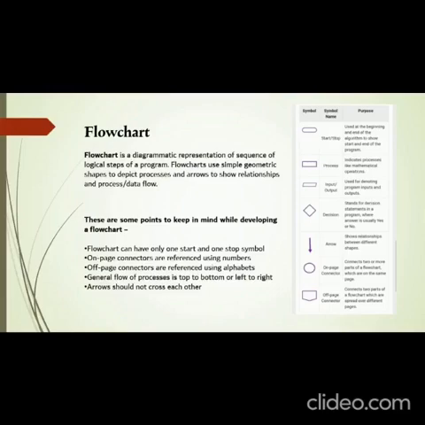Some points to keep in mind while developing a flowchart. A flowchart can have only one start and only one stop symbol. On-page connectors are referenced using numbers. Off-page connectors are referenced using alphabets. The general flow of the process is top to bottom or left to right. Arrows should not cross each other.